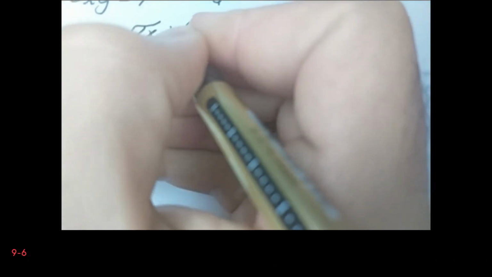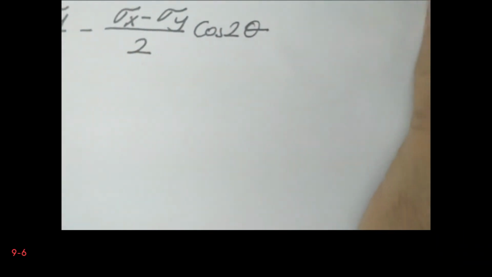Sigma y prime is equal to sigma x plus sigma y divided by 2, minus sigma x minus sigma y divided by 2, multiplied by cosine 2 theta, minus tau xy sine 2 theta.